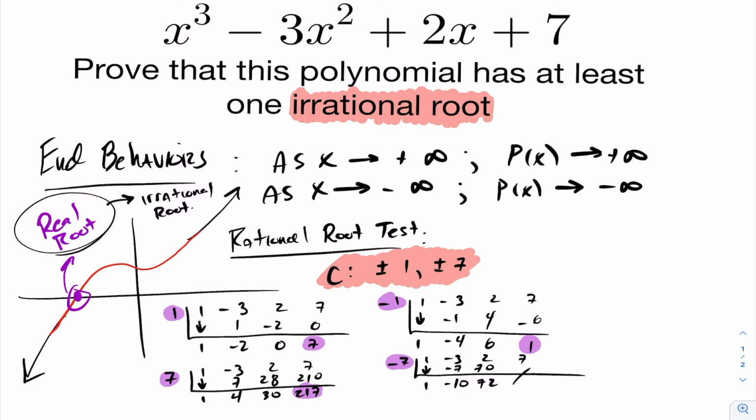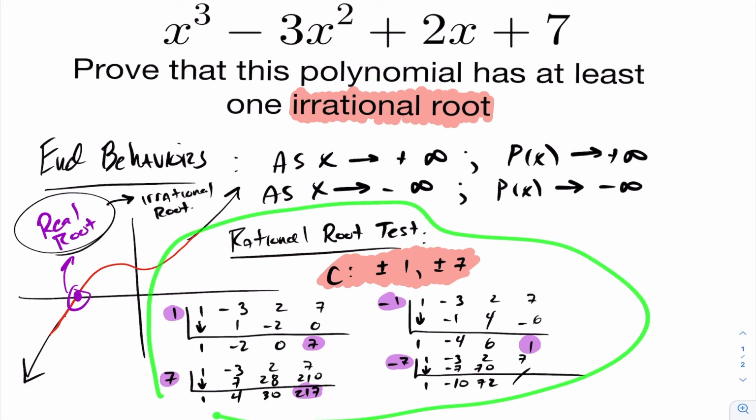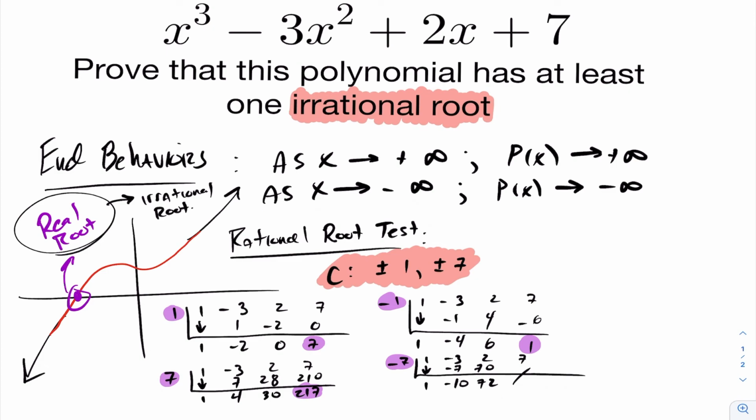So this is an example of, by using your end behaviors, you know that the polynomial has a real root. Applying this further, using your rational root test, we can see here if none of them work, that root this polynomial has must be irrational. Now, it could be the case the polynomial has more irrational roots. That's something we have to talk about later. But in terms of this example here, showing that it has at least one irrational root, just applying your end behaviors and your rational root test will do the trick.